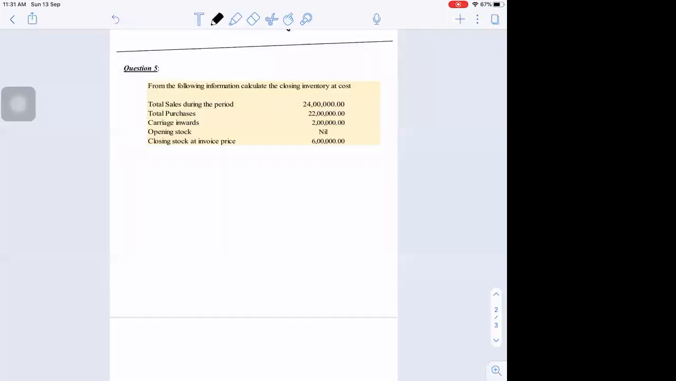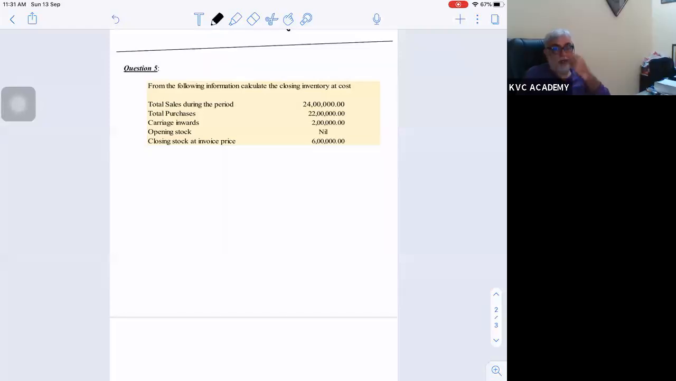From the following information, calculate the closing inventory at cost. Total sales during the period 24 lakhs, total purchases 22 lakhs, carriage inwards 2 lakhs, opening stock is nil, closing stock at invoice price is 6 lakhs. Now, what do I want to know? I want to convert that closing stock, which is given at invoice price, I want to make it at cost price. Okay.